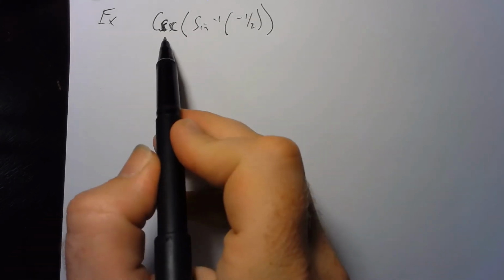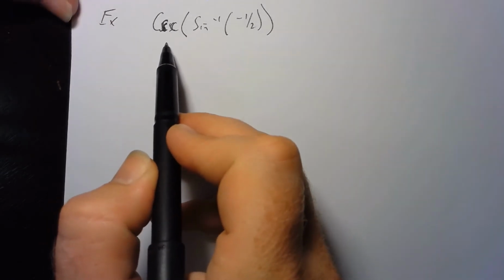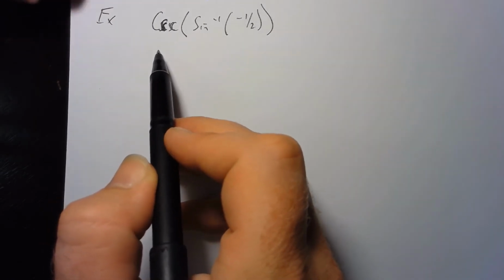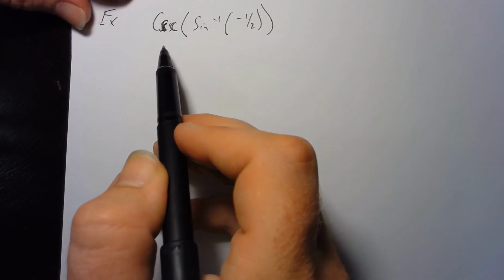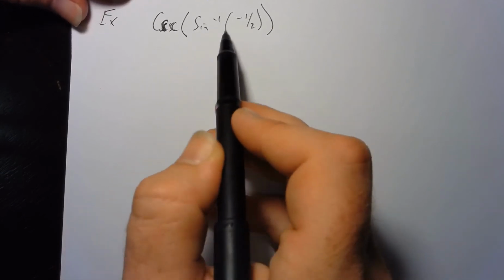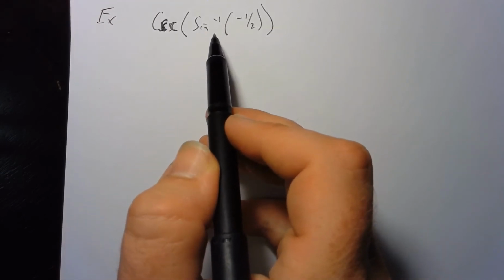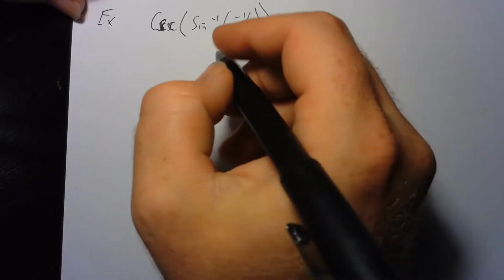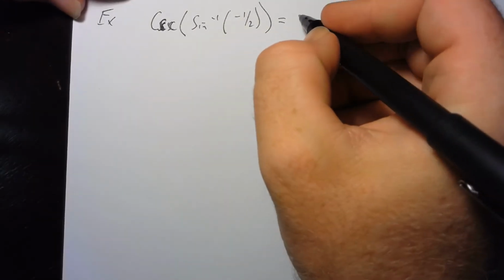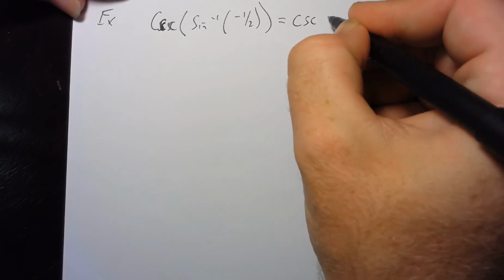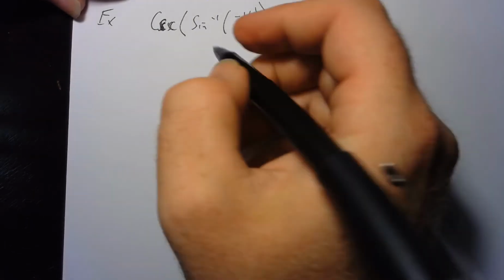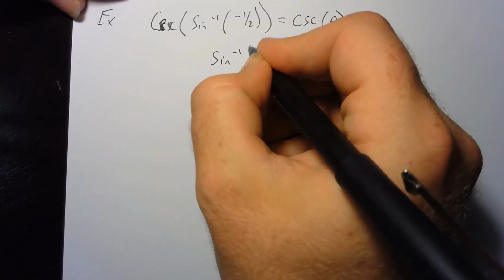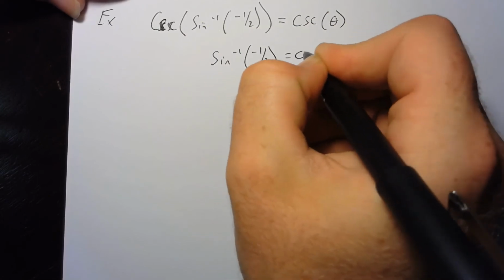We can change this cosecant function to be 1 over sine, and then we can work from there. Just like if we had a cosecant inverse function here, we can work with that first and then go back to where we need to be. So for this one, we're going to do the same thing we did in the last example, and force the inverse trig function to be equal to an angle. We're going to call that angle theta. So sine inverse of negative 1/2 is equal to theta.